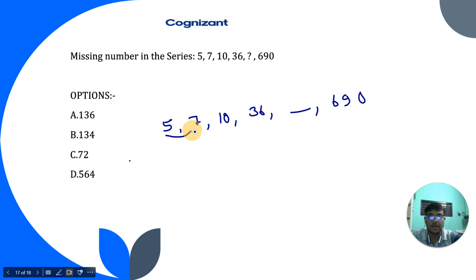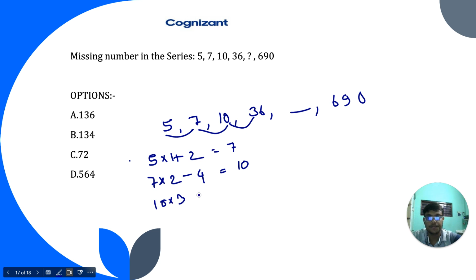From 5 to 7, this can be 5 into 1 plus 2. From 7 to 10, this can be written as 7 into 2, 14 minus 4. This is equal to 10. For the next, you can think of it as 10 into 3 plus 6. So that is equal to 36. And after that, the sequence should be like 36 into 4 minus 8.